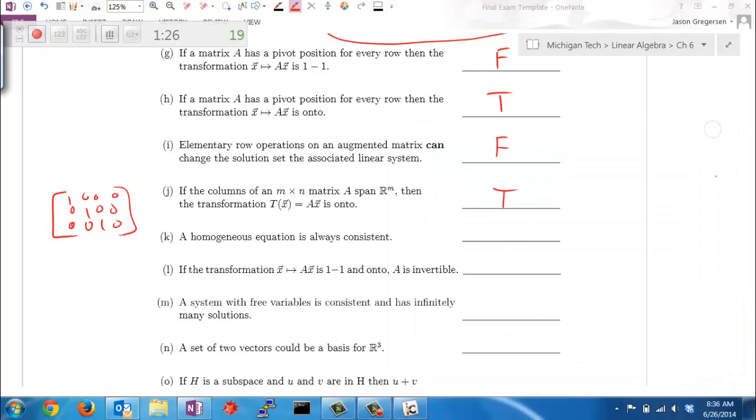All right, true. That one is also true. Always consistent, always has a solution. How do we know that? What's the solution? 0. The trivial solution is always a solution. All right, the next one. If the transformation is 1-to-1 and onto, then A is invertible.